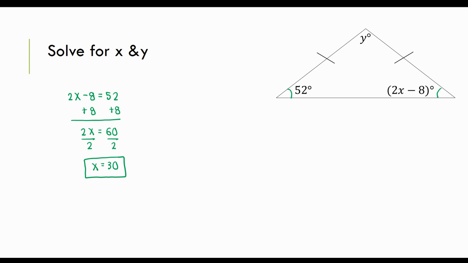Y is representing that third angle of our triangle. And remember, 3 angles of a triangle add up to 180. So to find the measure of angle y, I know that I just have to subtract 52, not once, but twice. Because remember, if I know this angle is 52, that means that 2x minus 8 is also 52. So there are two 52-degree angles. I'm going to subtract both of those from 180, and that's going to give me what y is. So 180 minus 52 minus 52 tells us that y is going to equal 76.